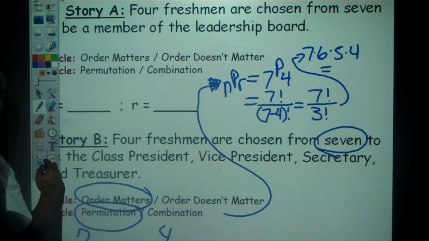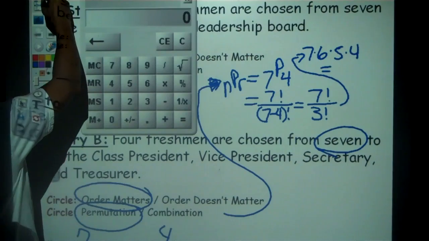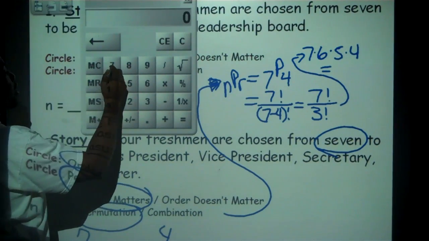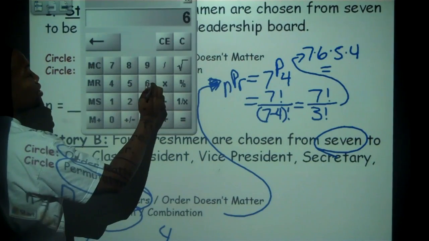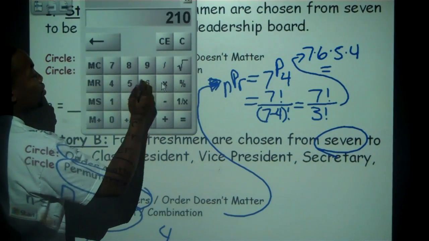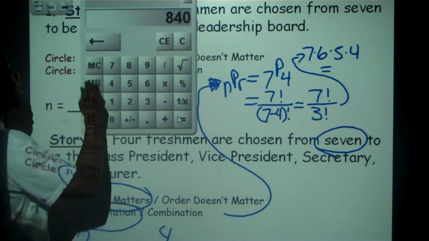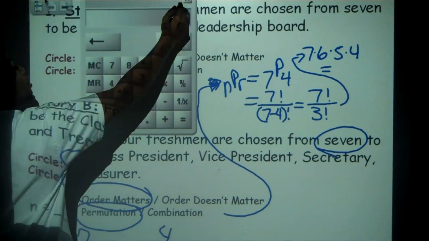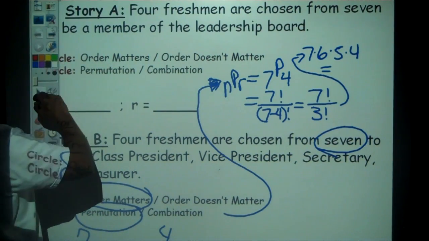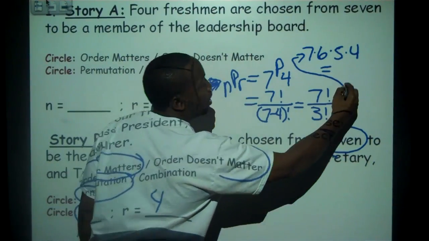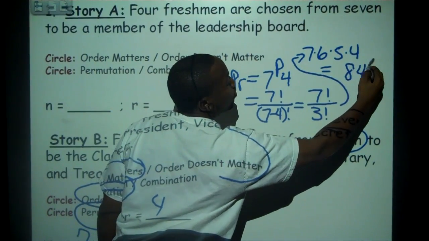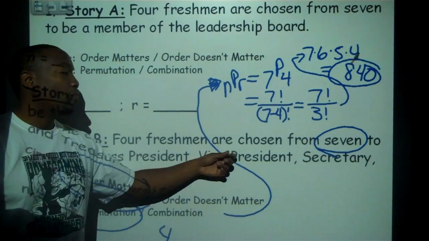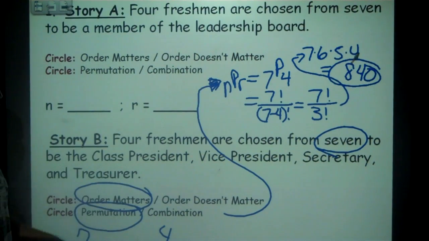And we put that in our calculator, our big calculator real quick, to make sure it's right. That's 7 times 6 times 5 times 4. That gives me 840. So my answer will be 840 different ways to choose, out of the 7, a president, vice president, secretary, and treasurer.